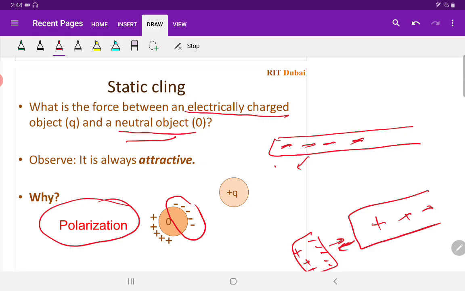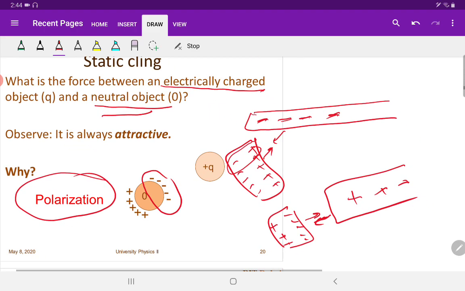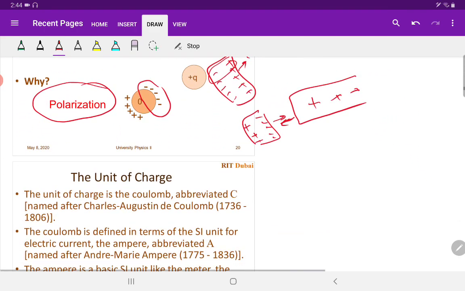Let me make it clear here. That will create positive on that side and negative on the other side. That's what we call the polarization, and that's why we expect to have what? An attractive force. The same thing will happen if we have a positive charge.